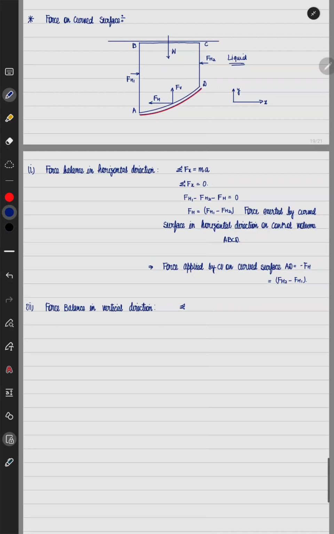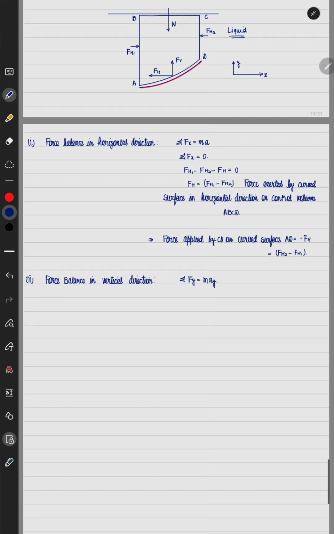You can write the summation of all forces in y direction is equal to mass into acceleration in y direction. We are considering the static fluid, so because of that, mass into acceleration a_y comes out to be equal to 0. So the summation of all forces in y direction is equal to 0. The first force which is acting is Fv, and it is taken as positive because we are taking the y axis positive in the upward direction, and minus W is equal to 0. So the force in vertical direction is equal to W.